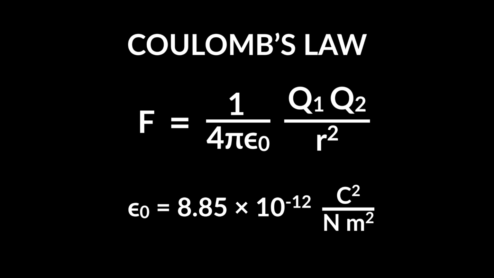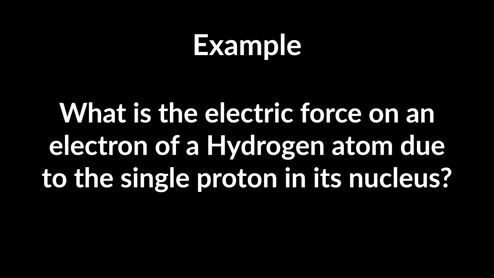Okay, let's look at an example. What is the electric force on an electron of a hydrogen atom due to the single proton in its nucleus? Okay, well, we have a diagram. Q1 is our proton, it's positive. Q2 is our electron, it's negative. So we're interested in F21, which is the force exerted on Q2 by Q1.